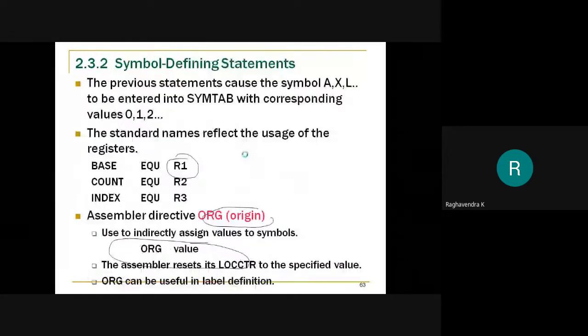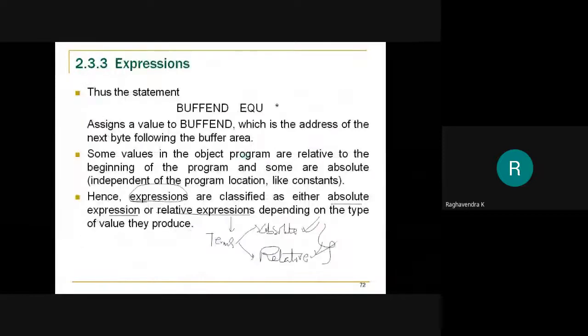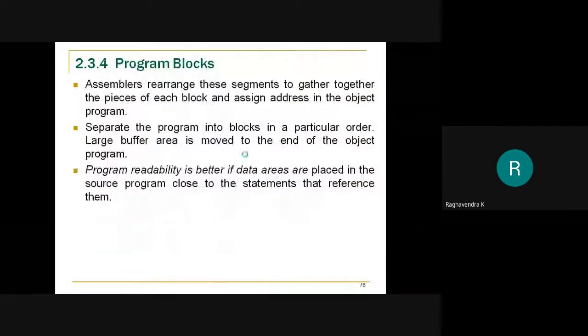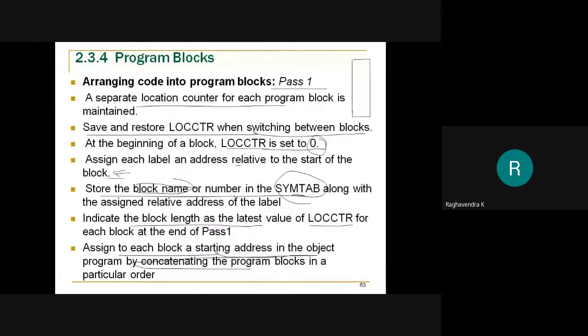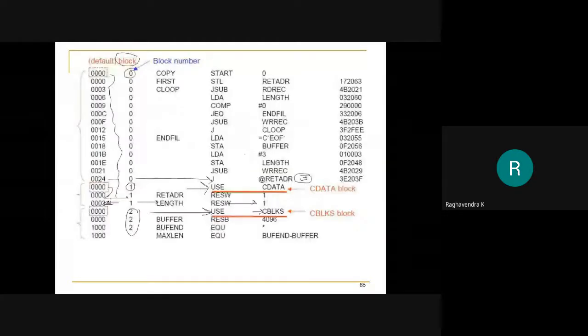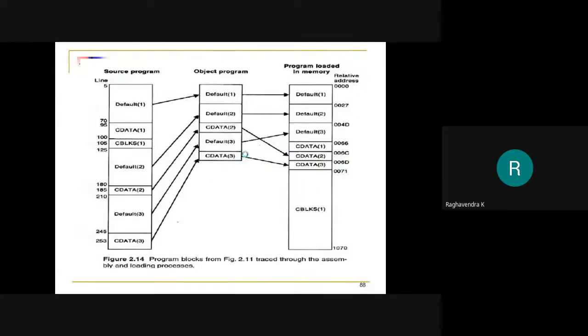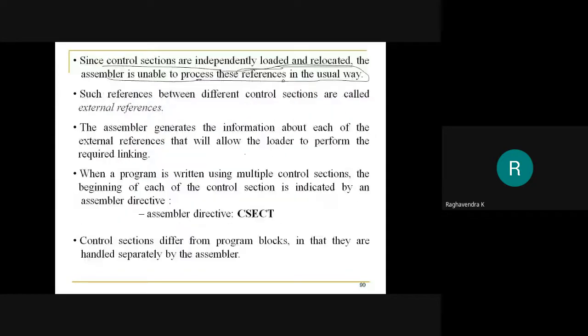Because subroutines are loaded at runtime, our assembler will never know where exactly that control section is loaded. So obviously it will not know what address to assign during the assembly process. That part is not known to the assembler. So this is what has been given here: since control sections are independently loaded and relocated, they can be loaded anywhere and relocated anywhere.